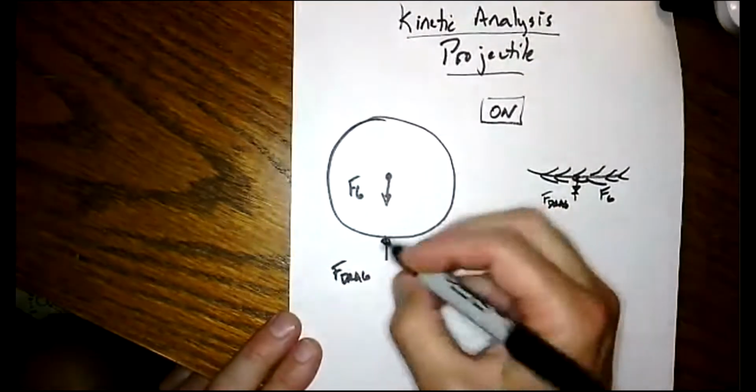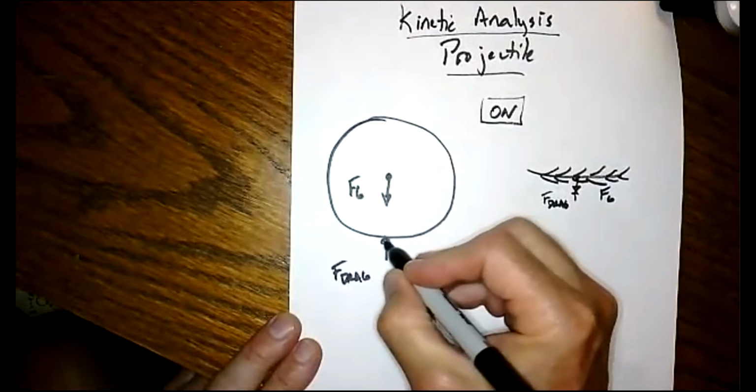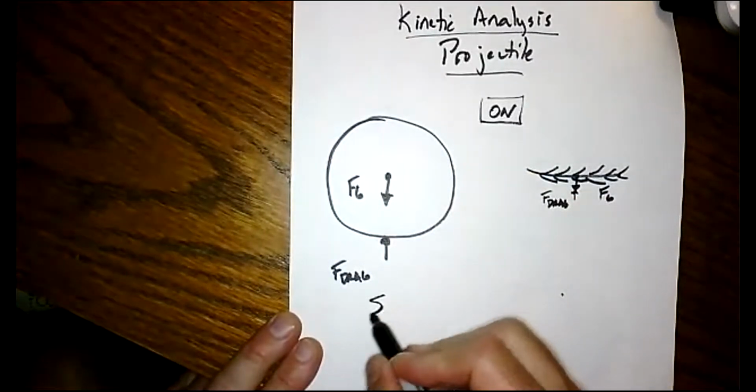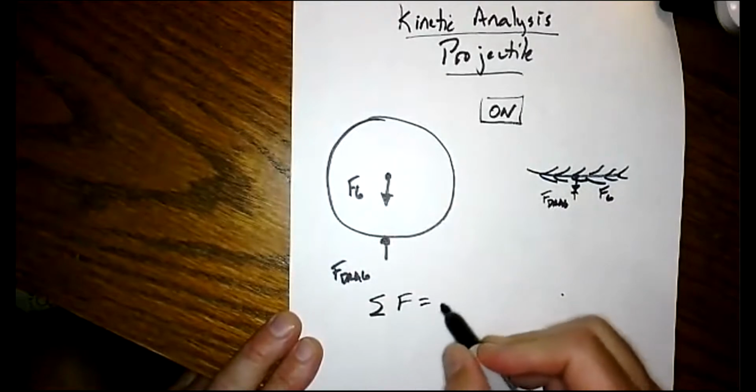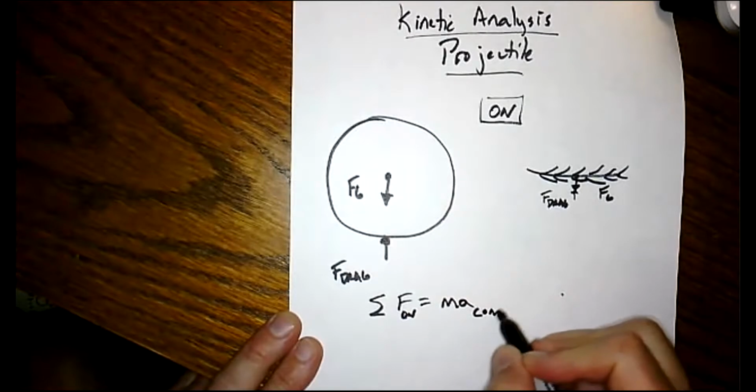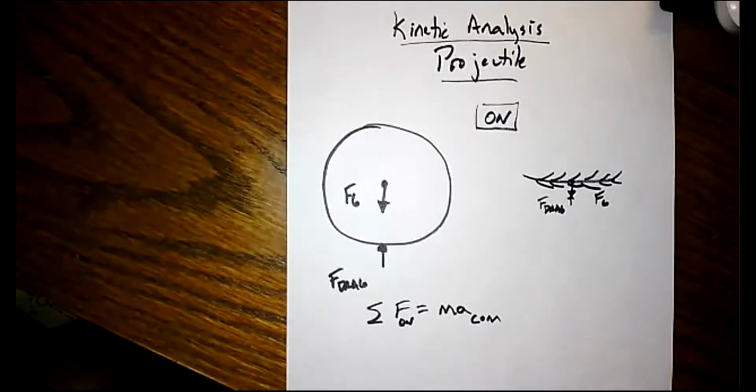So we know in a kinetic analysis, we identify forces acting on the object, and then we put those forces into this equation, F equals ma. The sum of forces acting on the object equals m, the mass of the object, times a, the acceleration of the center of mass. That's our equation.